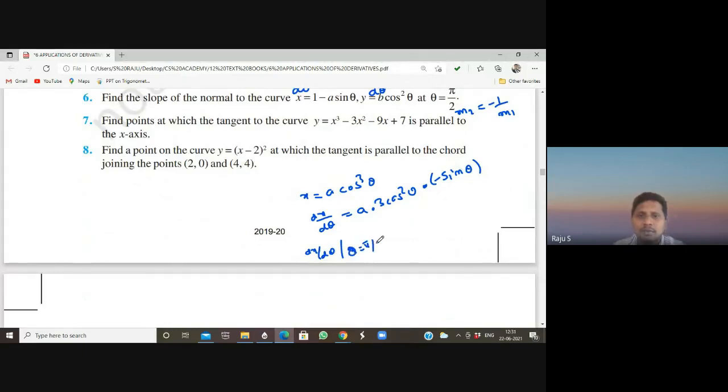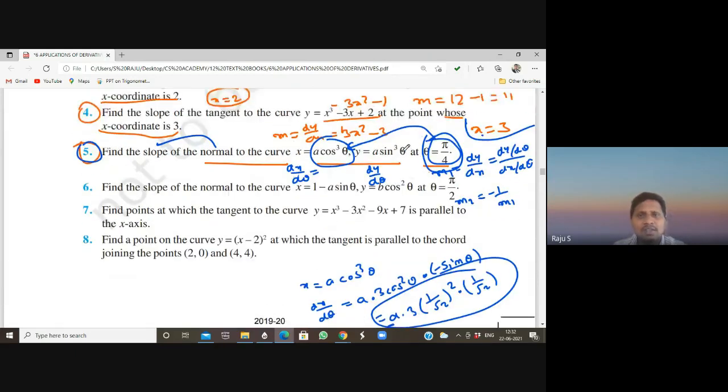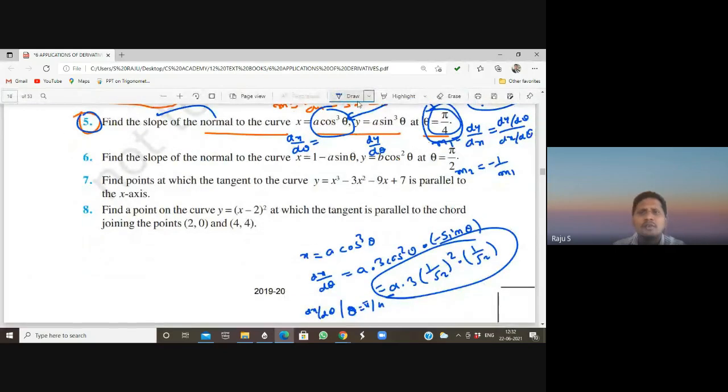So theta is equal to pi by 4 means a into 3 cos square pi by 4. Cos square pi by 4, cos 45 is 1 by root 2, whole square, into a minus, you can take it outside, sin theta, sin pi by 4 is 1 by root 2. That's all. This is dx by dt as a numerical value. In the same way dy by dt, then at last dy by dt by dx by dt will give you the answer. So the question is easy.